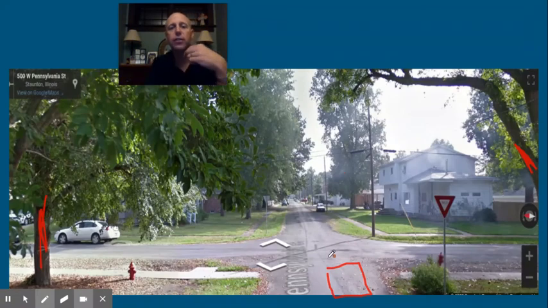We're going to have to slow down so that we can look both directions and make sure it's clear. But as long as it's clear, we do not have to make a complete stop and we can continue on through the intersection.